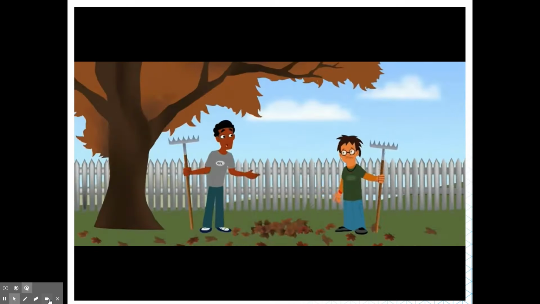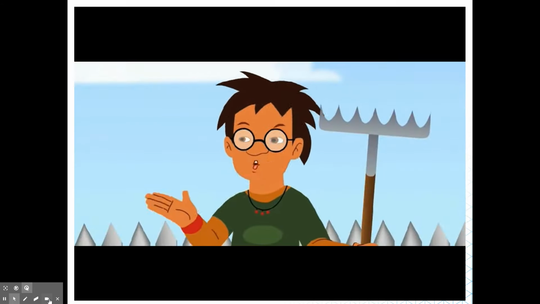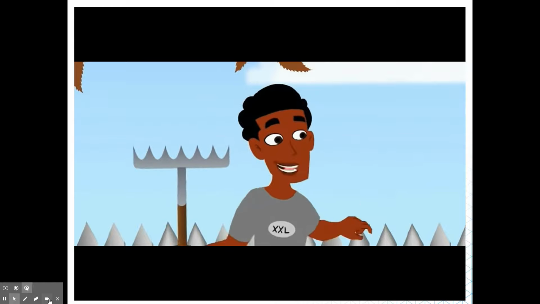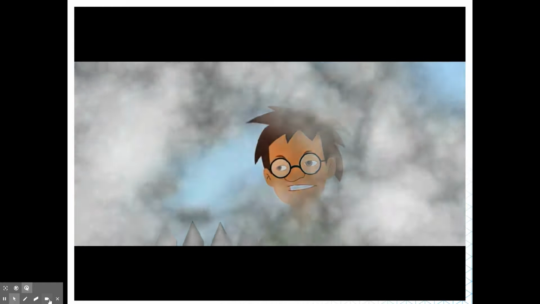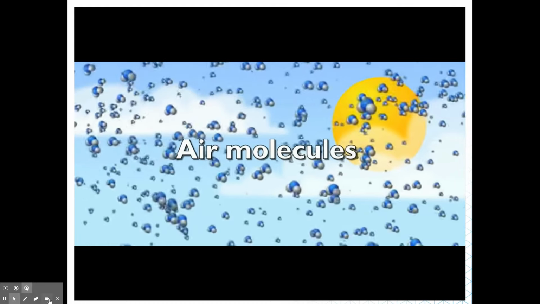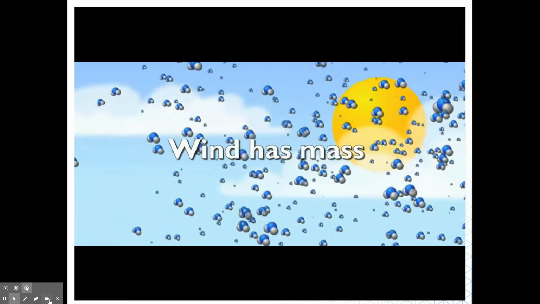Oh, whoa! That huge gust came out of nowhere. How come wind is so powerful? You can't even see it. Bad breath is invisible too, but it's pretty powerful. Oh, gross. Our breath and the wind are made up of the same thing, air molecules invisibly floating in space. That's what gives wind its mass or substance.